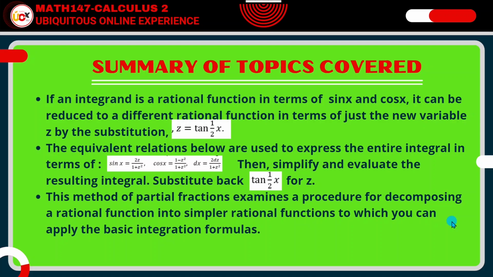Okay, we also learned that if an integrand is a rational function in terms of sine x and cosine x, it can be reduced to a different rational function in terms of just the new variable z by the substitution z equals tangent 1/2 x. So the equivalent relations below are used to express the entire integral: sine x equals 2z over 1 plus z squared, cosine x is 1 minus z squared over 1 plus z squared, dx is 2 dz over 1 plus z squared. Then simplify and evaluate the resulting integral and then substitute back tangent 1/2 x for z.